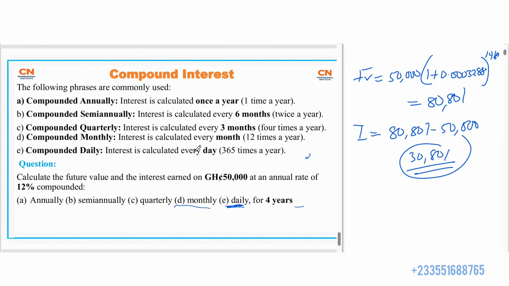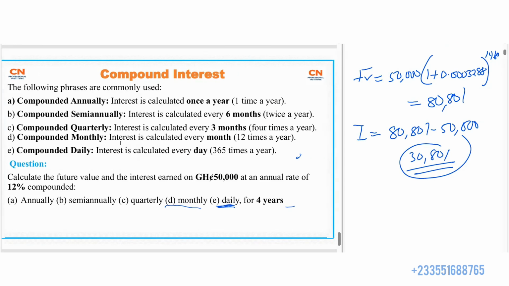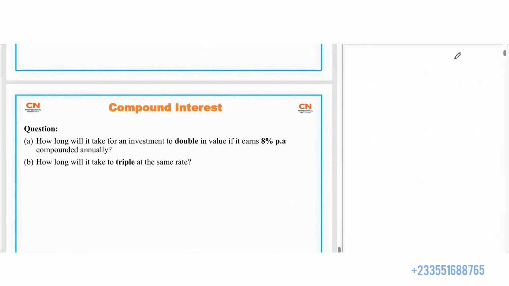All right. Let's go and solve the last two complex questions. Then we can do something else. Let's look at this last question. It says, how long will it take for an investment to double in value if it earns 8% per annum compounded annually? B, how long will it take to triple at the same rate? This is a bit complex, but not entirely complex. We are going to get it.